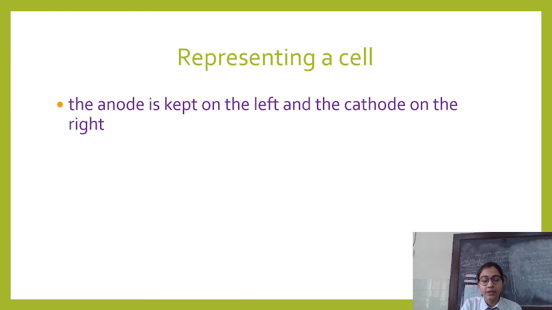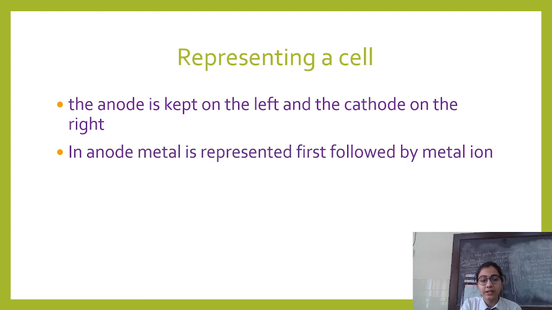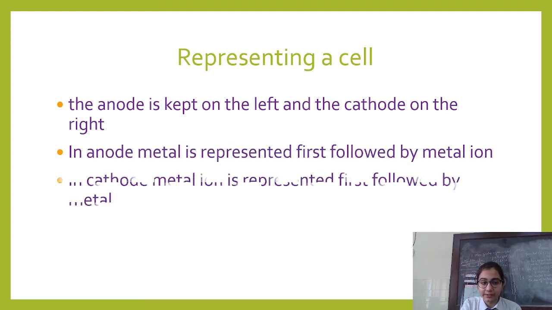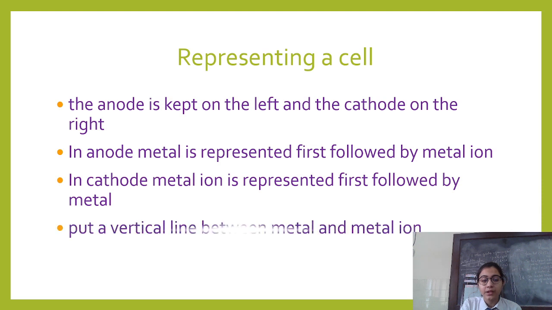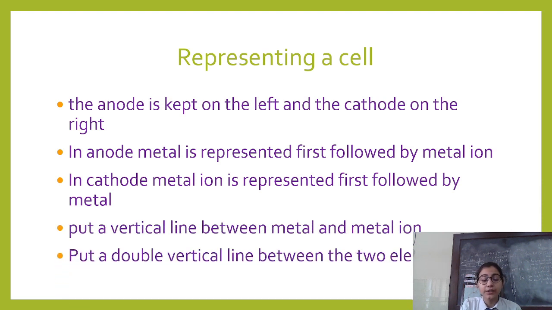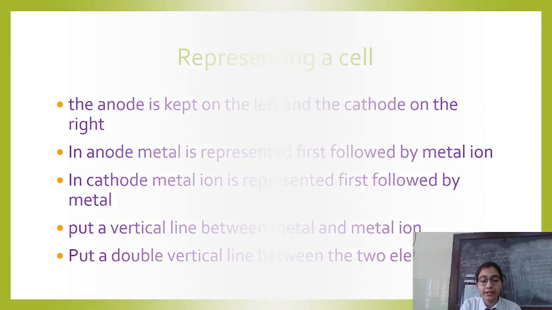Representing a cell. In the representation of a cell, the anode is kept on the left and the cathode is kept on the right. In the anode, the metal is represented first, followed by the metal ion. In the cathode, the metal ion is represented first, followed by the metal. Put a vertical line between metal and metal ion. Put a double vertical line between the two electrodes.